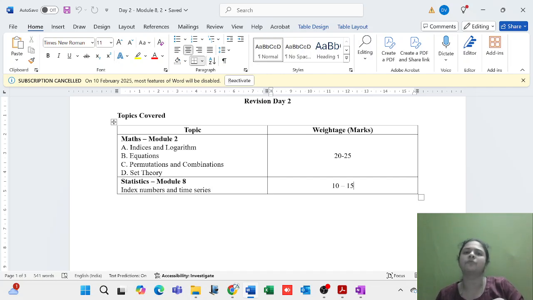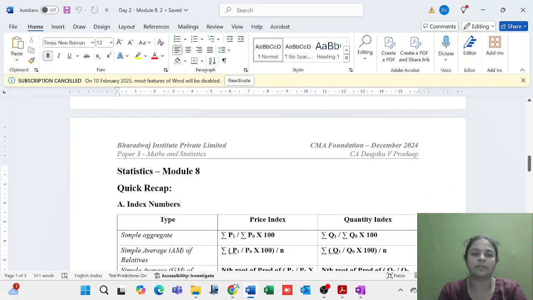On an average, about 4 to 5 questions from this chapter you can expect. Completely formula based chapter. Okay? In the chapter, if you understand the formula and the method of working, beyond that there is nothing else. You don't have to worry about anything else in this chapter. Okay? So let's directly get into the chapter.